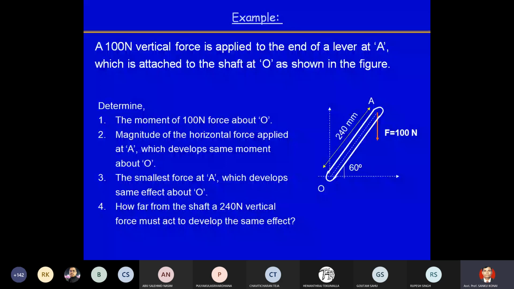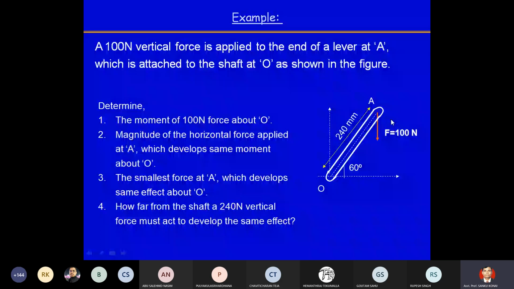Okay, this 100 Newton force can act. Here in this question a force is given, it is acting vertically downward and its value is 100 Newton. Now it is asking that if this force can act in any direction, where will this force act so that it creates the same effect, but the value of force is minimum considering all the directions. Okay, that is one question.